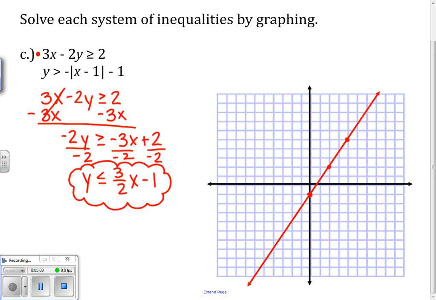The shading on this one is less than. Be careful, it was a greater than, but we flipped it when solving, so less than shades below the line.